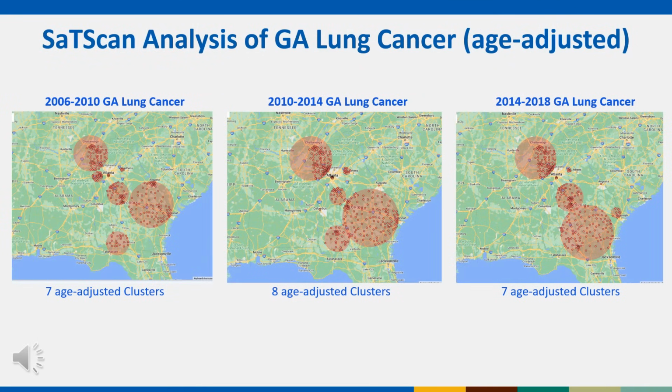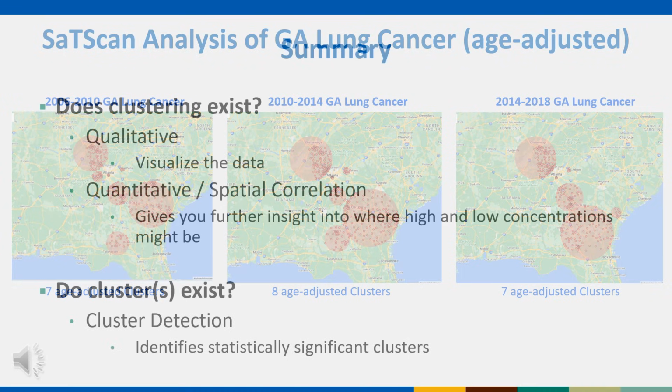For these data, we had lung cancer outcome for the 3 time periods 2006 to 2010, 2010 to 2014, and 2014 to 2018, as well as expected counts based on age-adjusted SIRs. Results from the age-adjusted cluster detection analysis show similar numbers of clusters and in some consistent areas over the 3 time periods. New slide titled Summary. Bullet points. Does clustering exist? Qualitative. Visualize the data. Quantitative/spatial correlation gives you further insight into where high and low concentrations might be. Do clusters exist? Cluster detection identifies statistically significant clusters.